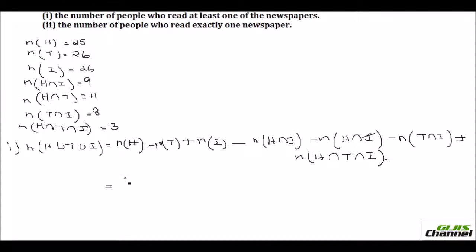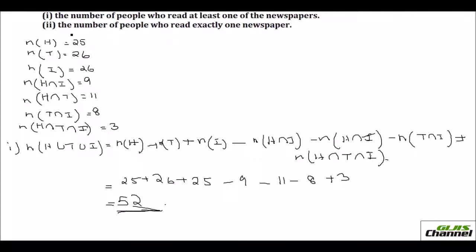So that's 25 plus 26 plus 25 minus 9 minus 11 minus 8 plus 3, which is equal to 52. So 52 people read at least one newspaper. So first one is done. 52 is your answer. Simple question.